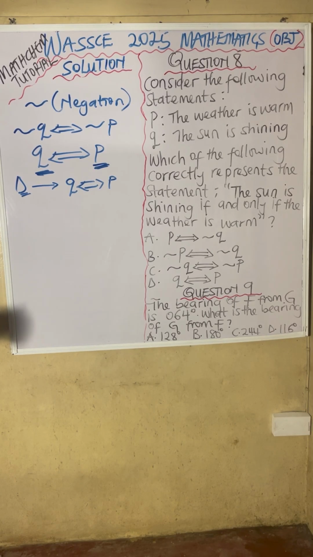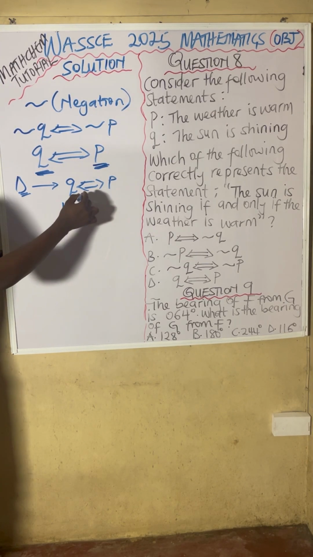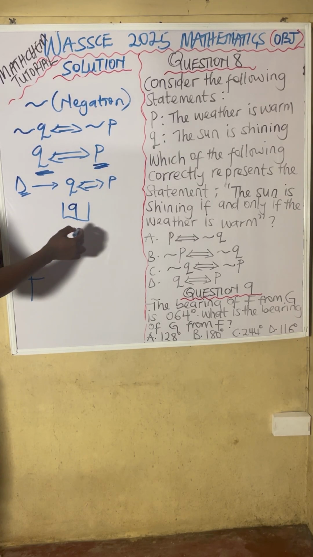Now let's move to question number 9. Question number 9. Okay, let me write 9 here. Question number 9 says the bearing of F from G is 064 degrees. Now let me show you something in this bearing. Look at this. Let's say this is the bearing of F from G. So let me take it like this.